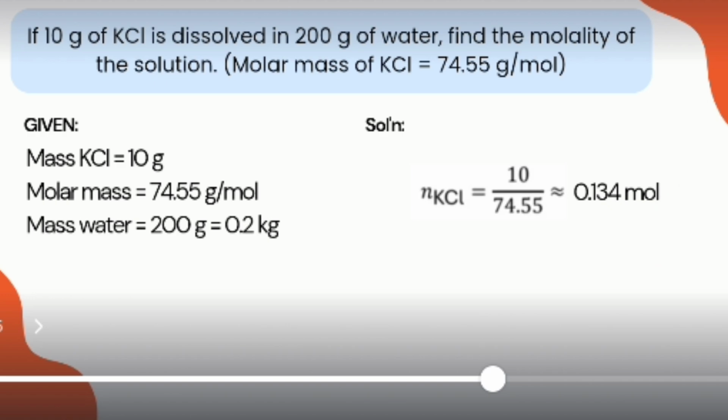So after finding the moles of solute, we are going now to find the molality. Molality is equal to moles of solute, which is 0.134 mole, over 0.2 kg, which is the mass of solvent or water, and equals 0.670 molality. So the next problem that we're going to be discussing is mole fraction.